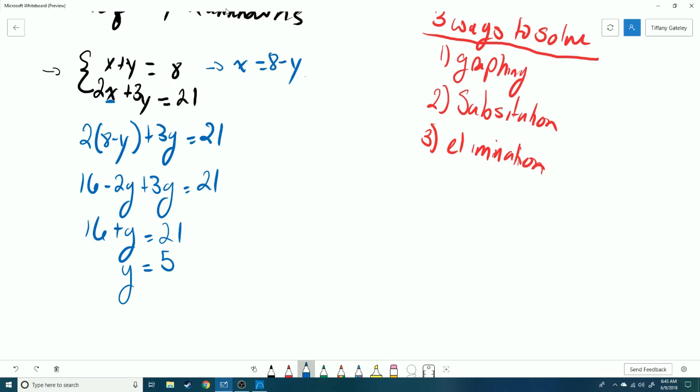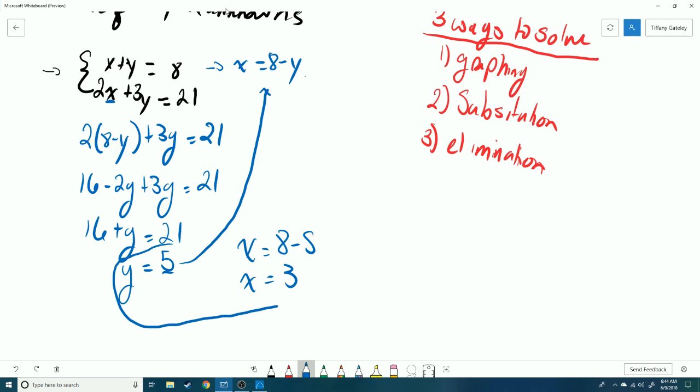Then we plug this 5 back into this equation up here. And so that'll give you x equals 8 minus 5. So x equals 3. And so that is our answer. Y equals 5 and x equals 3.